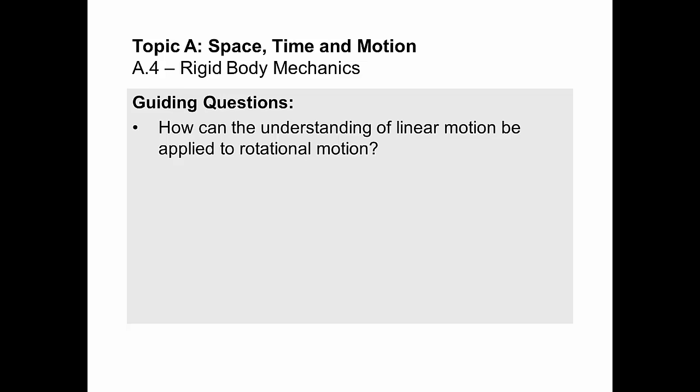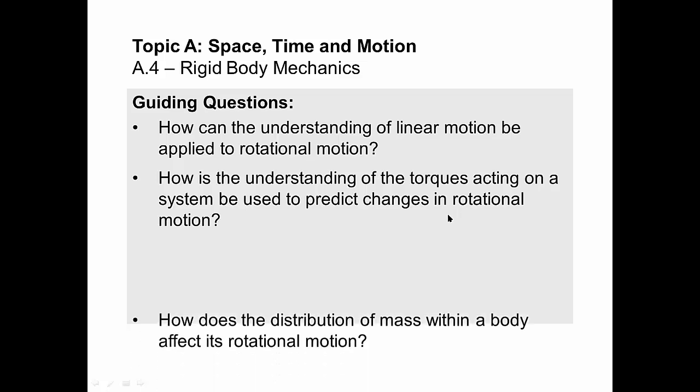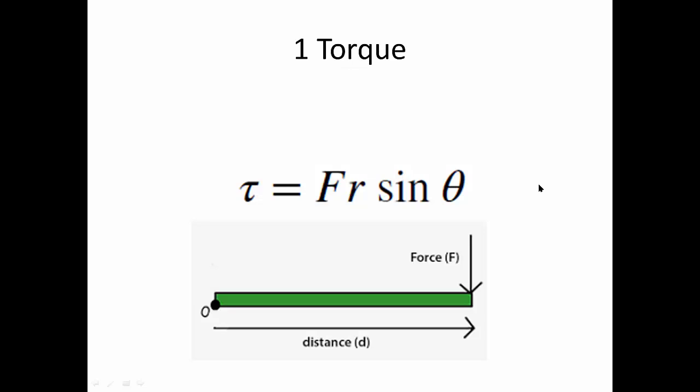to rotational motion. Second thing is we can use torques to basically predict what's going to happen to the rotational motion. And how does the distribution of mass within a body affect its rotational motion? This is the last thing that we'll be looking at. So the first thing is about torque.